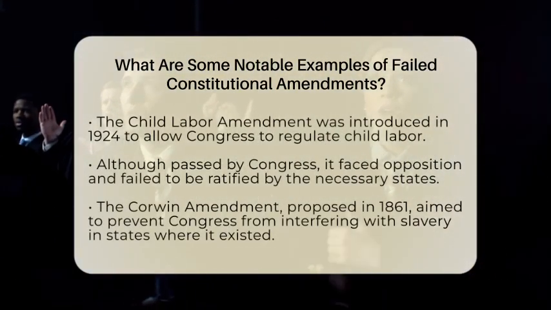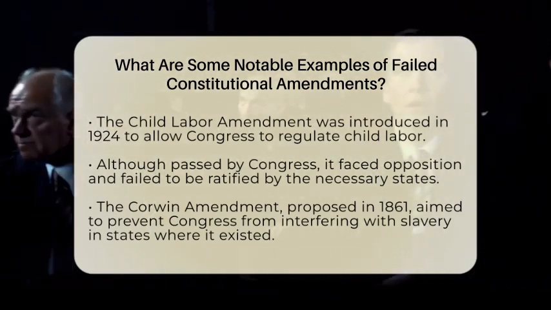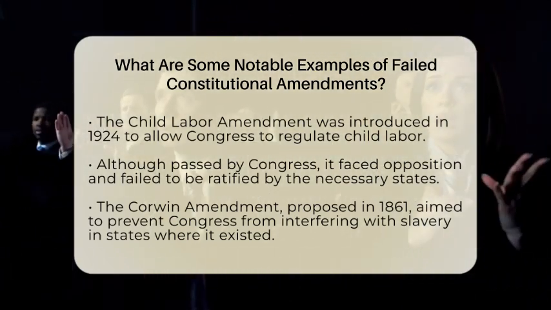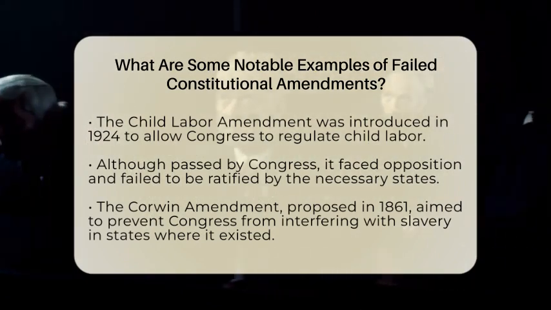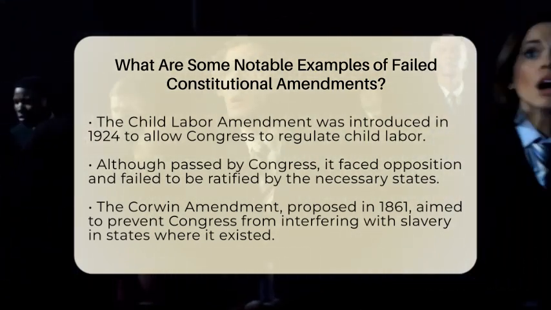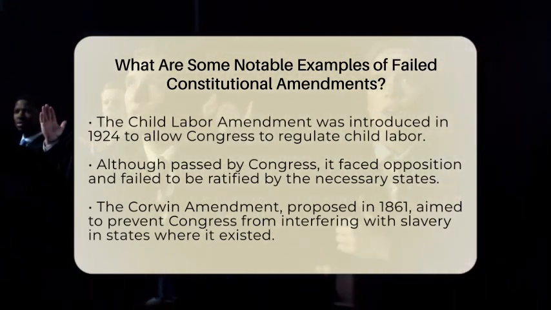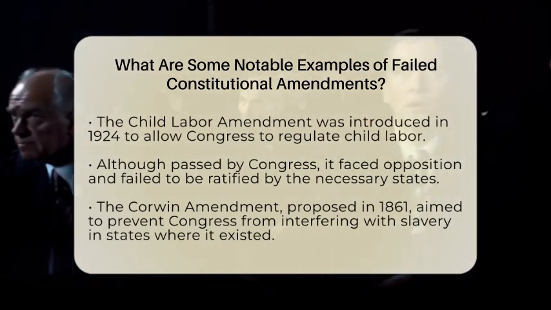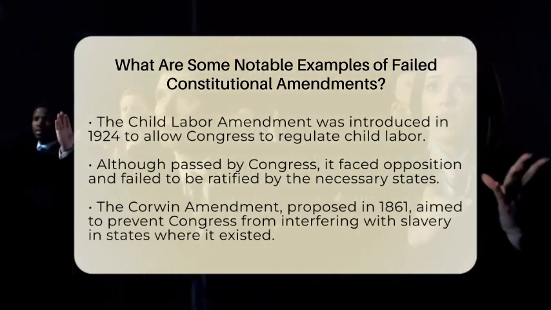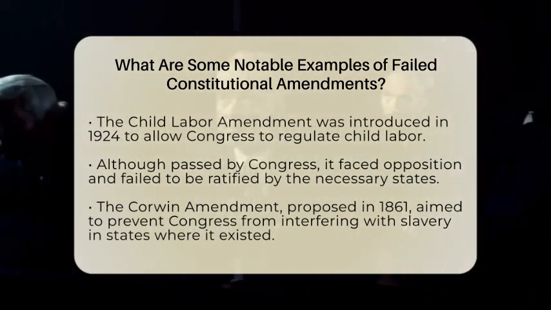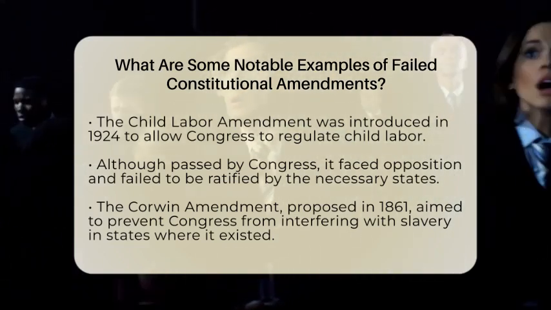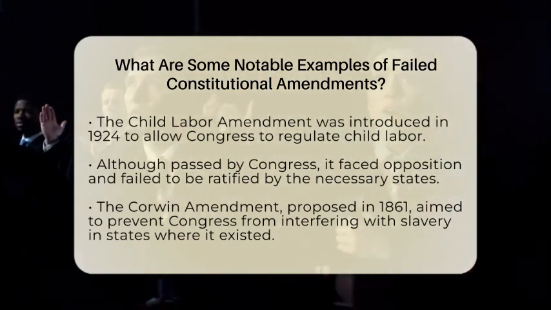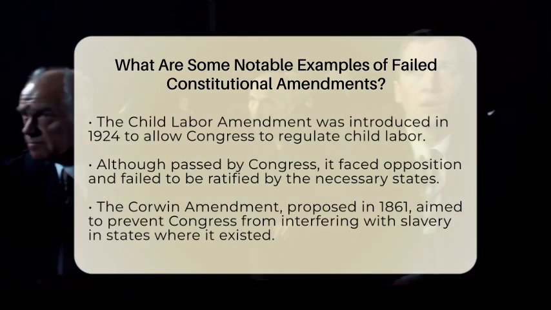Another interesting case is the Child Labor Amendment, introduced in 1924. This amendment sought to give Congress the power to regulate child labor. It was passed by Congress but faced opposition from various groups and ultimately failed to be ratified by the necessary number of states, highlighting the complexities of labor rights and state sovereignty during that era.